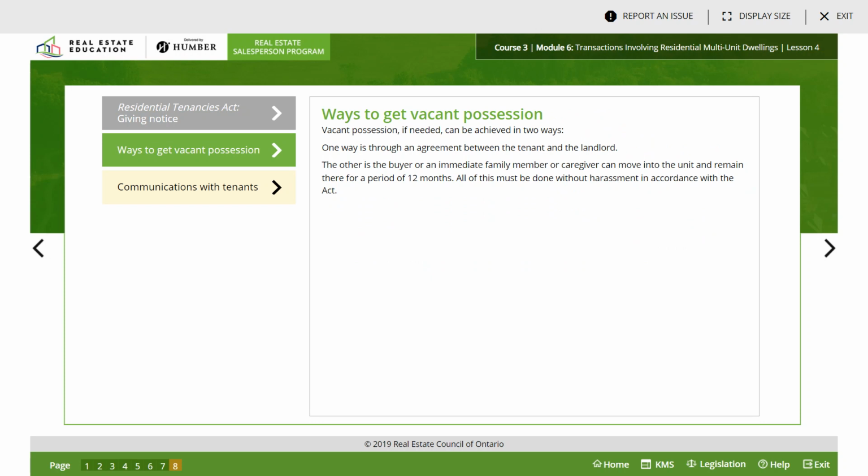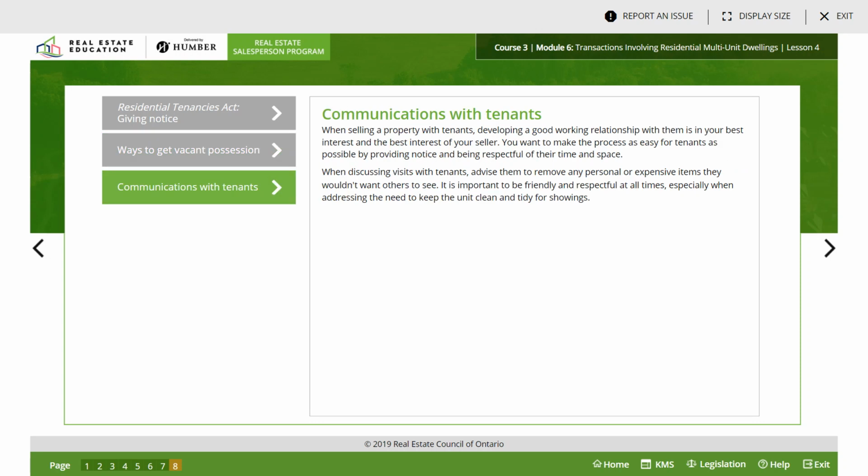Ways to vacant possession. Vacant possession, if needed, can be achieved in 2 ways. One is through an agreement between the tenant and landlord. The other is the buyer or an immediate family member or caregiver can move into the unit and remain there for a period of 12 months. All this must be done without harassment in accordance with the Act.